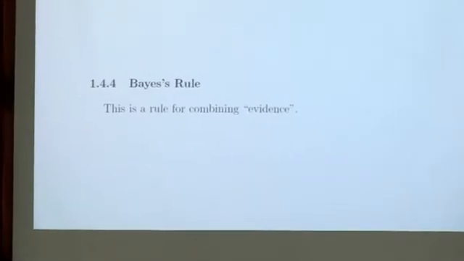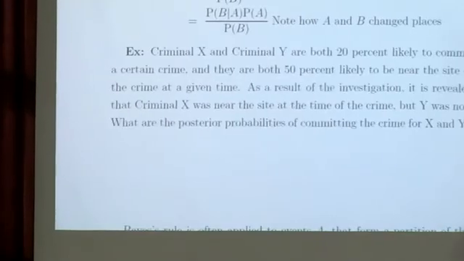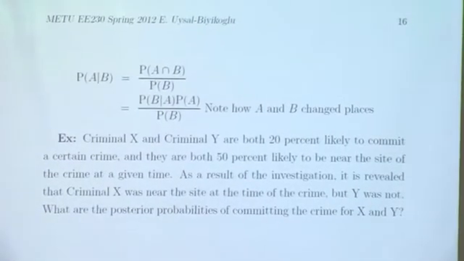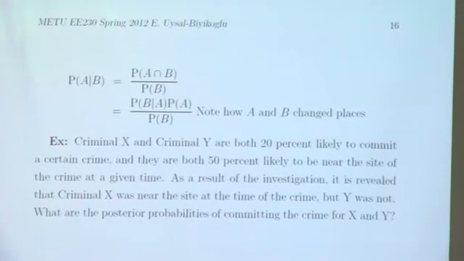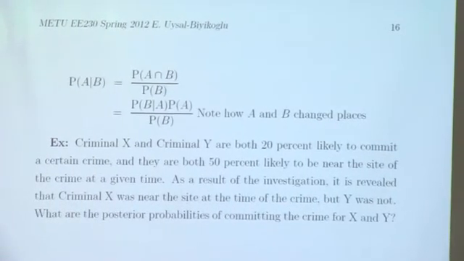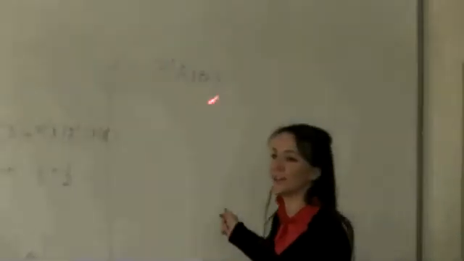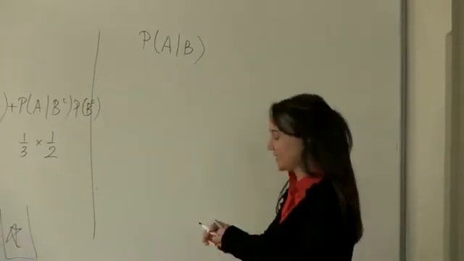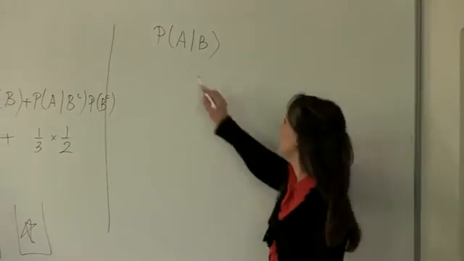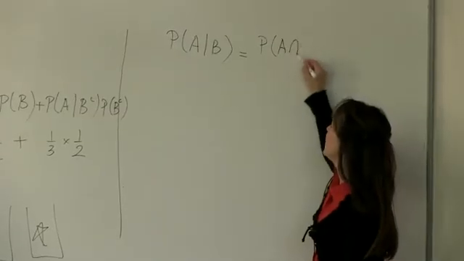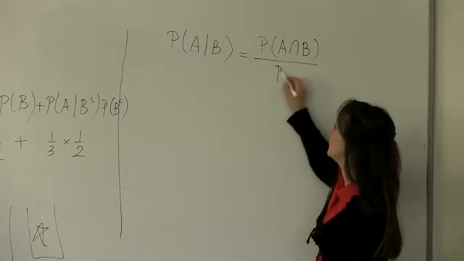This is a rule for combining evidence. What do I mean? Now, let's begin with the definition of conditional probability. Probability of A given B. If you weren't following up to this point, you can restart at this point. We'll just start with the definition of conditional probability. The probability of A given B is probability A intersection B divided by the probability of B.